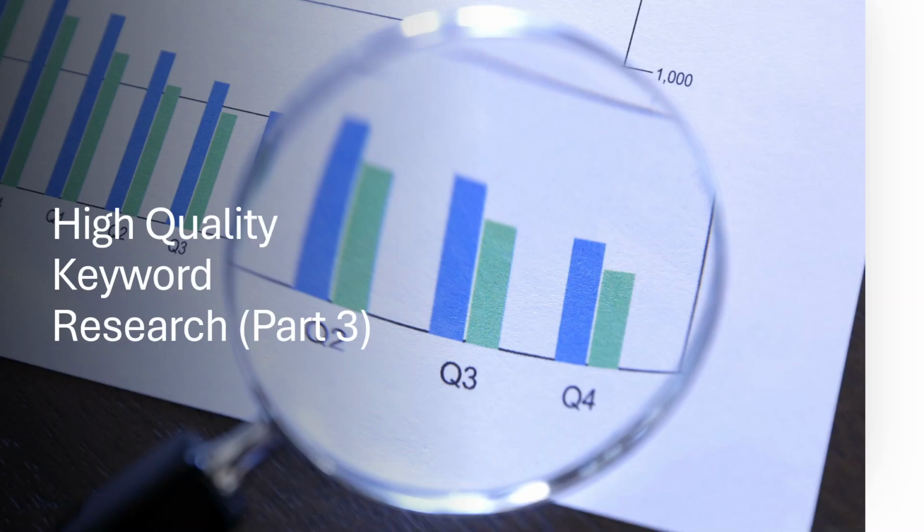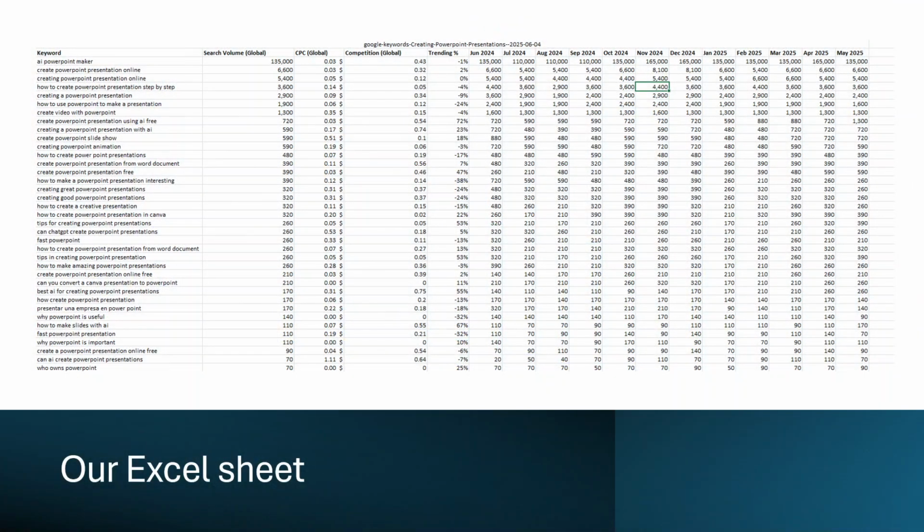So far, we've been studying a practical process to perform high quality keyword research. In part 3, we'll expand on what we've been doing already, but we'll have some tangibles at the end. After you export your file, you'll have something like this in your Excel sheet. I'm using the same keyword we've been using throughout the course, which is creating PowerPoint presentations.